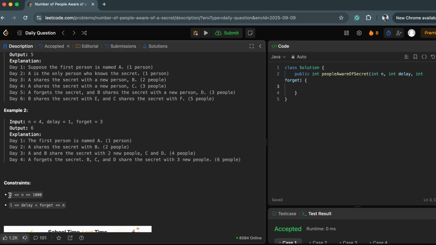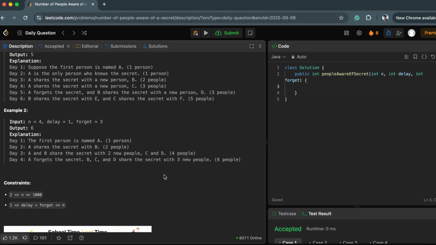In the constraints, if we notice, the n value goes all the way to 10 to the power of 3, so 1000 is the value that we have. So obviously we can solve this with the help of O(n squared) as well, whatever the brute force approach we get. But still we'll see how we can optimize the code at the end. Here delay is less than forget, so this is something we can remember.